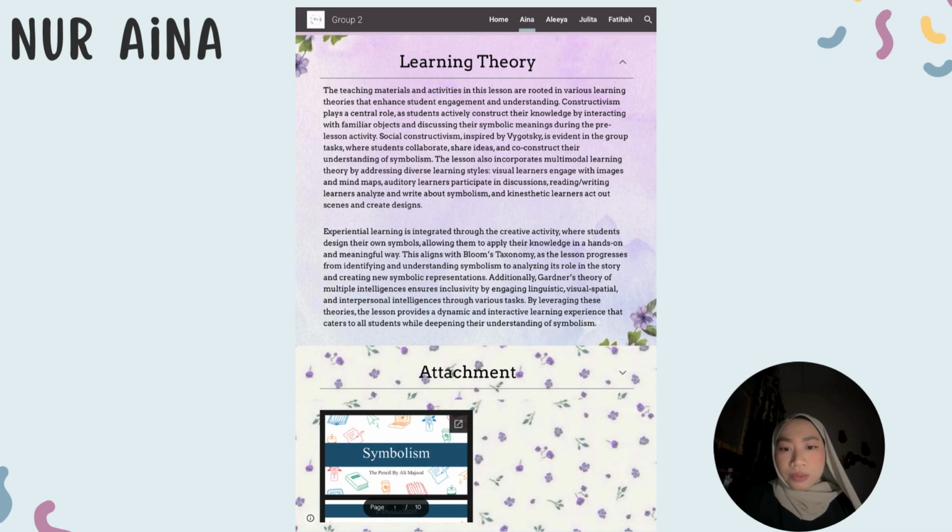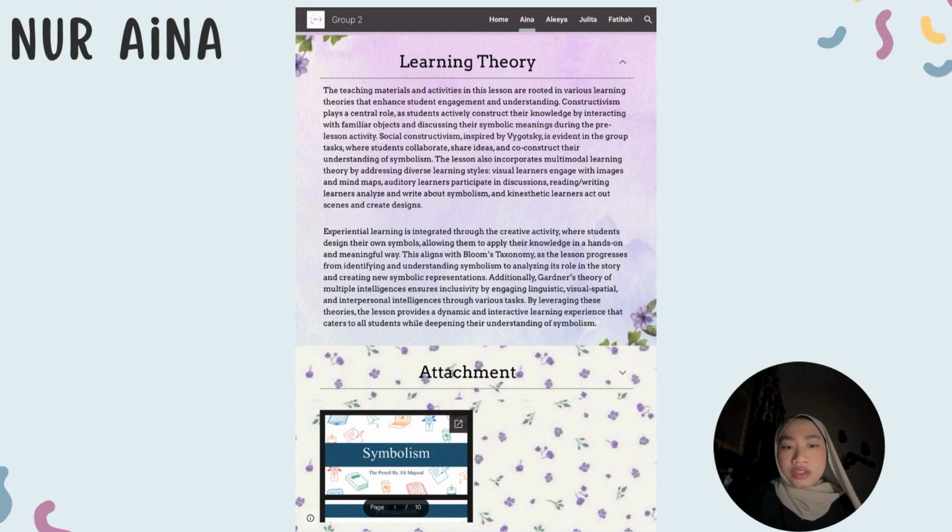We also have experiential learning integrated through the creative activity, where students design their own symbols, allowing them to apply their knowledge in a hands-on and meaningful way. So this aligns with Bloom's taxonomy, as the lesson progresses from identifying and understanding symbolism to analyzing its role in the story and creating new symbolic representations.